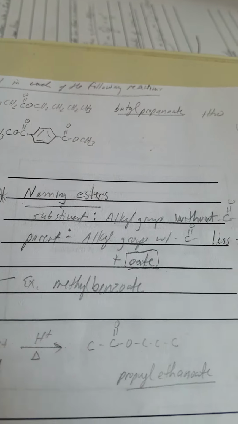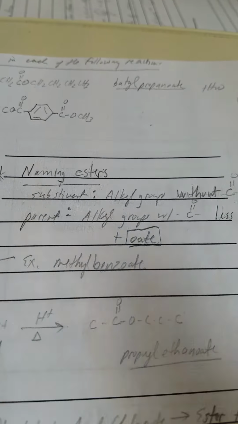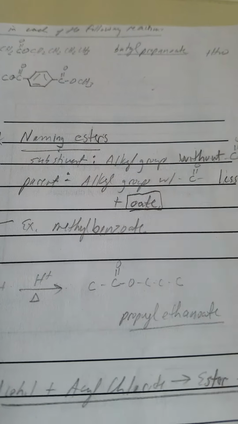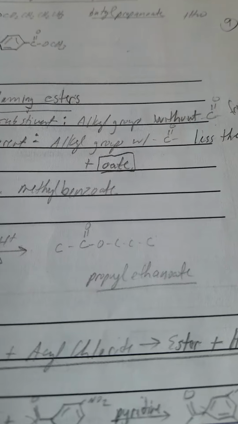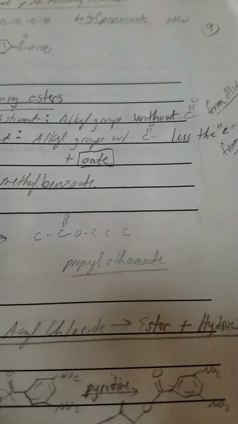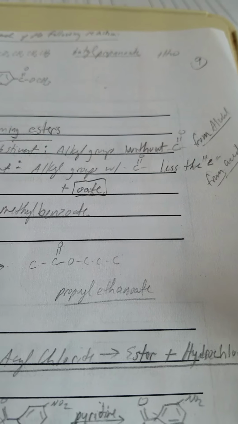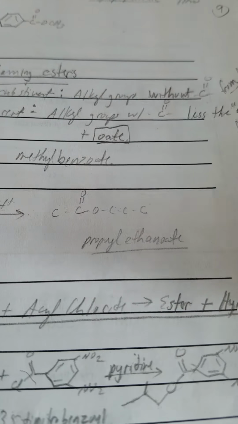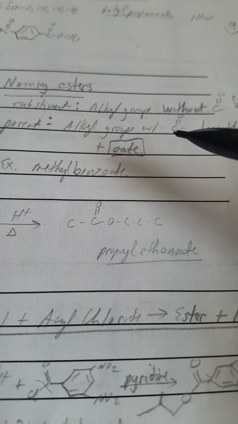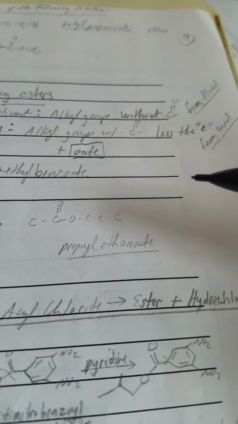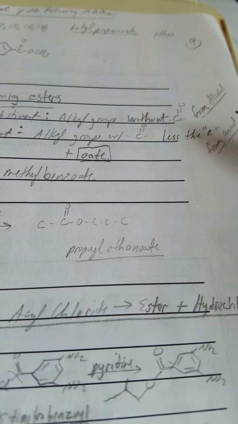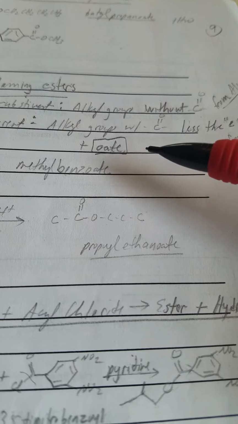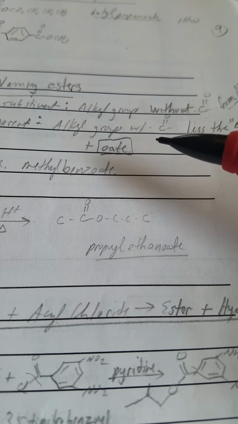Now when you're naming esters, the substituent is going to be the alkyl group without the carbonyl carbon, in other words, the part that came from the alcohol. And the parent is going to be the alkyl group with the carbonyl group, or the part that comes from the acid, but you're going to remove the -ic and add on the -oate ending.